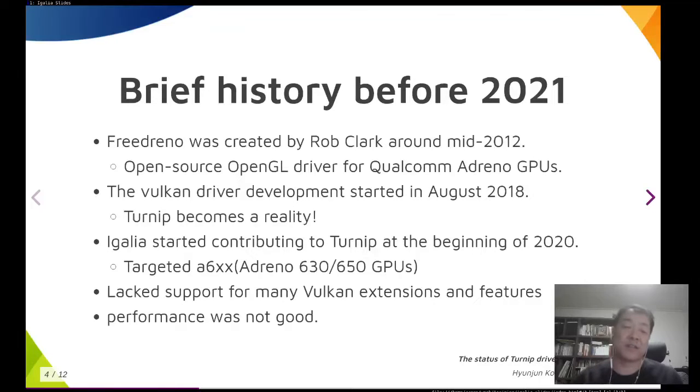The Vulkan driver development started in August 2018. At that time, Turnip became a reality. Igalia started contributing to Turnip at the beginning of 2020, and from that time we targeted Adreno 630 and 650 GPUs. As far as I remember, Turnip was usable already, but lacked support for many Vulkan extensions and features, which are required by real-world graphics applications. Which means that there were a lot of things to do. And to be honest, performance was not good.